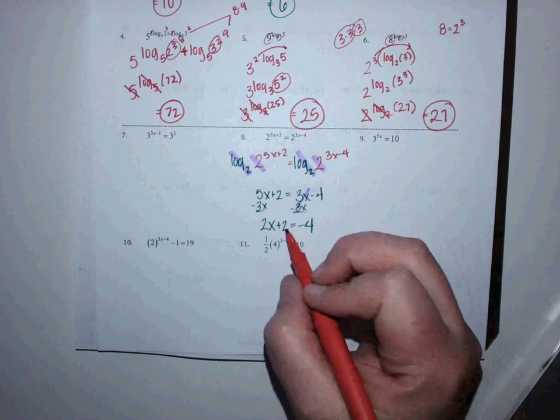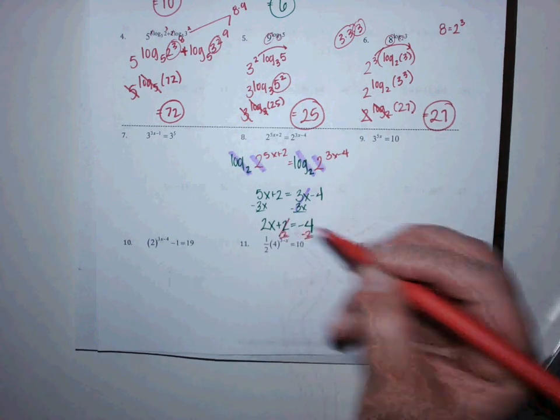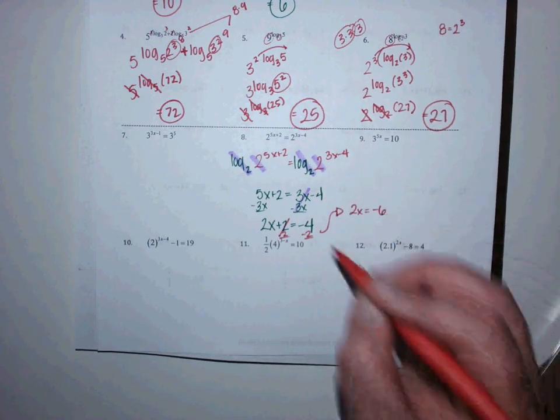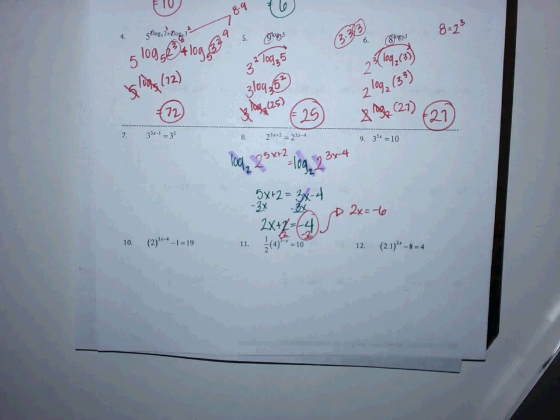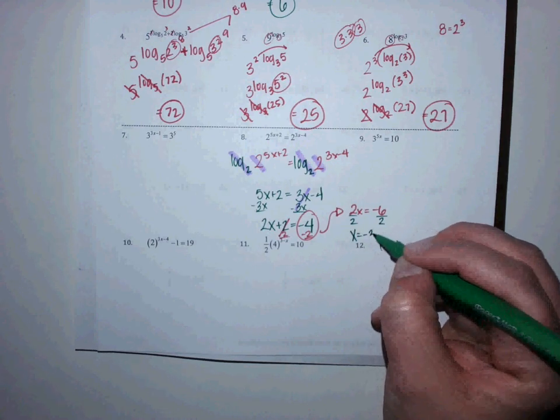Okay, now think about from there. For me to cross out this plus 2, I need to minus 2. So 2 and negative 2 cross out. Well, then I have 2x equals negative 6, because if it's negative 4 minus 2 more, that gives me negative 6. Then from there, divide by 2 on both sides. x equals negative 3.